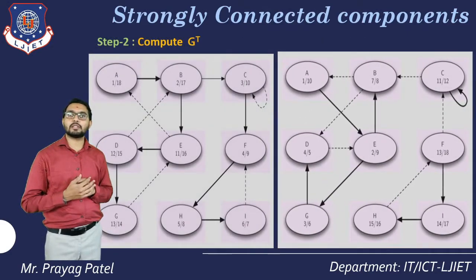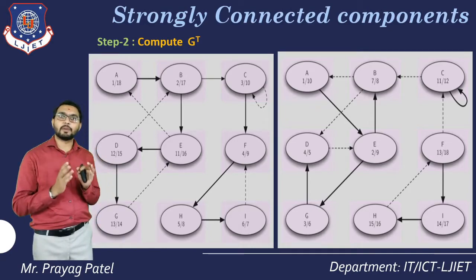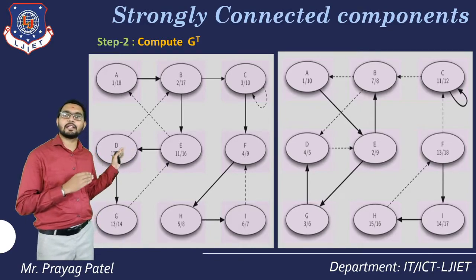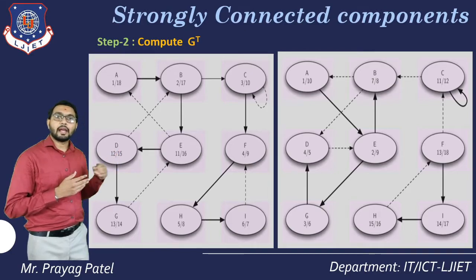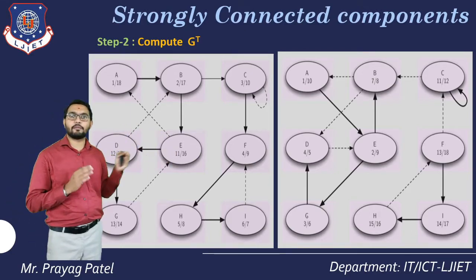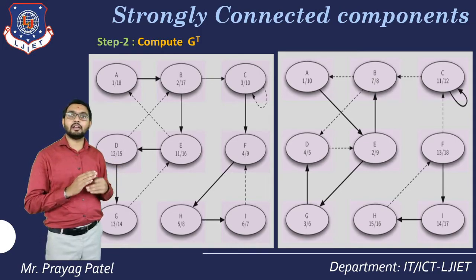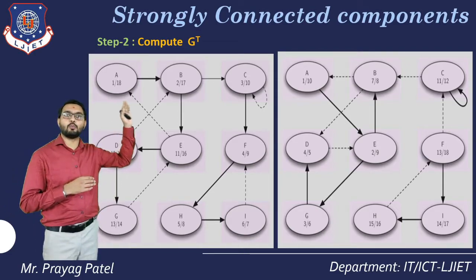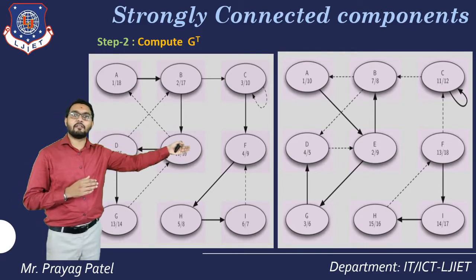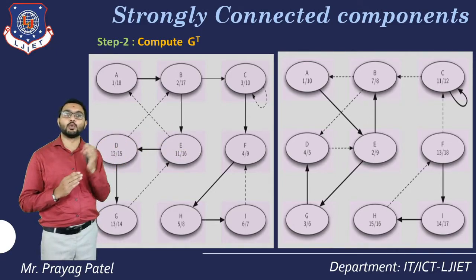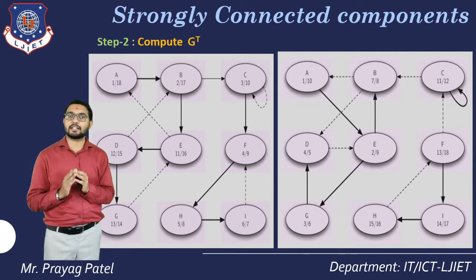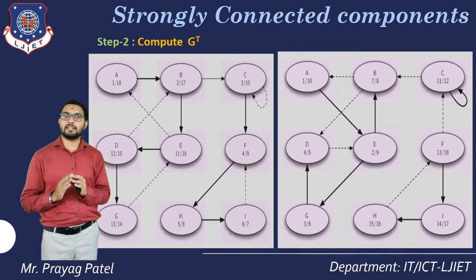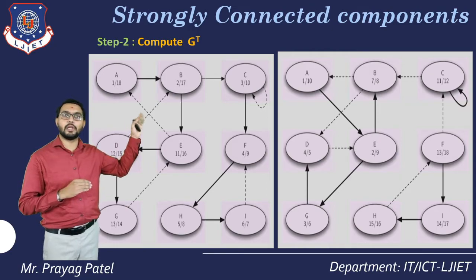Here step number 2 means compute the GT. GT means simply we can say that in the given graph the directions are as in the first figure, and in GT, after completion of the first step, we apply the reverse direction, or reverse edges, for each and every edge. So here consider the first edge is from A to B. In the second figure we can see that the first edge is from B to A, meaning you change the direction of each and every edge.